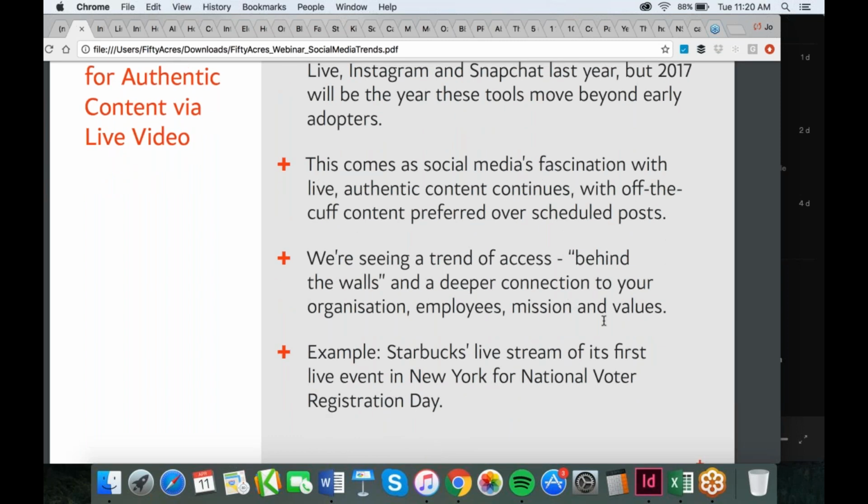We're seeing a trend of access behind the walls, deeper connection to your organisation, employees, missions, and values. So that's sort of behind the scenes stuff, a bit like what helped bring the PricewaterhouseCoopers role in the Oscars to a thudding halt on the night. It was the fellow who was taking a photo of whoever won the Best Actress award, and her name escapes me for the moment, the woman in La La Land. He was taking a photo of her and putting it on Twitter, that behind the scenes look, and he slipped up with the envelope. But we love that stuff.